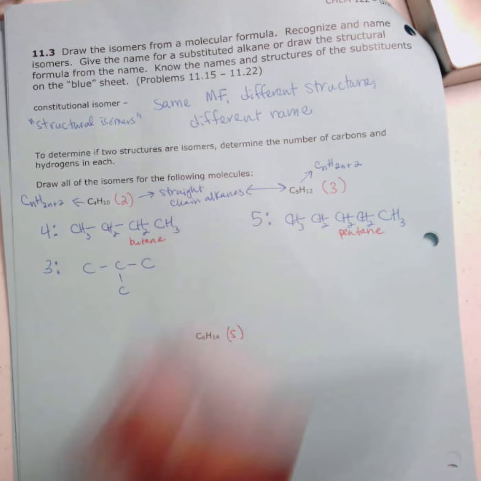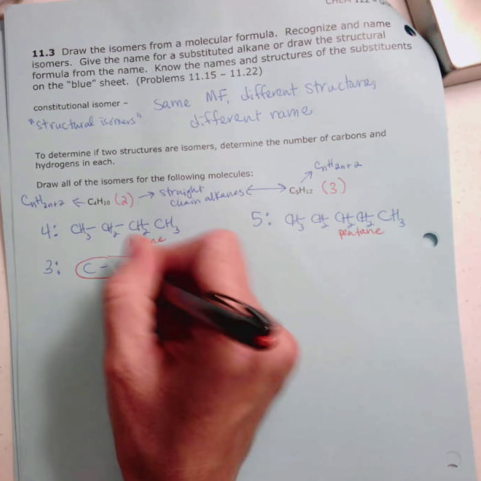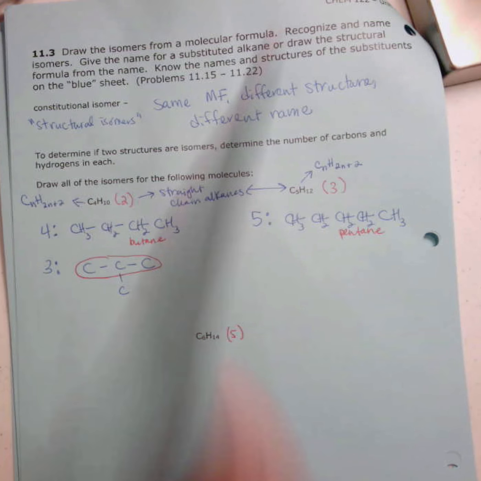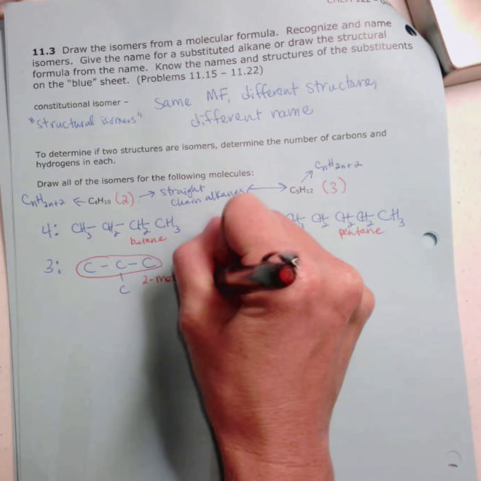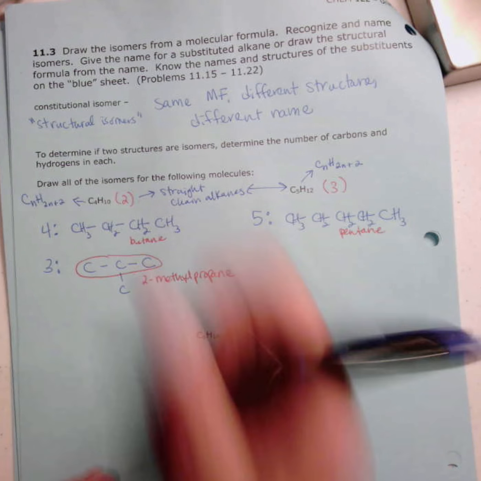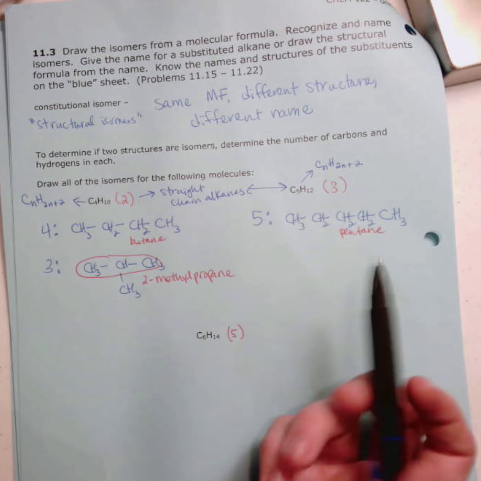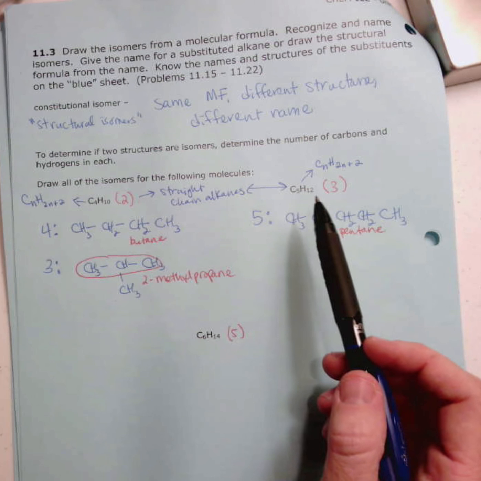So prove this to yourself. Try to find the longest continuous chain of carbons. Well, here's the longest continuous chain of carbons. I have a methyl group coming off my second carbon. So this is 2-methylpropane. CH3, CH, CH3, CH3, so 3 times 3 is 9, plus 1 is 10. So 2-methylpropane. So I came up with my 2 isomers for C4H10. Easy, right? Well, the more carbons you have, the more isomers are possible.